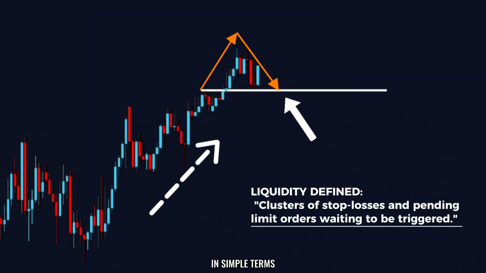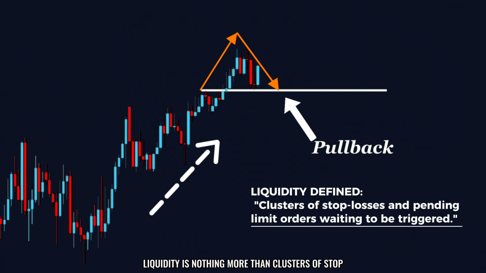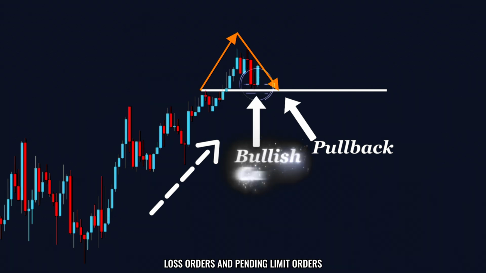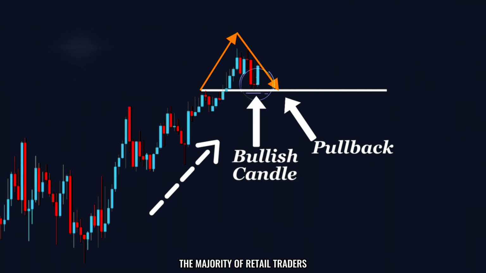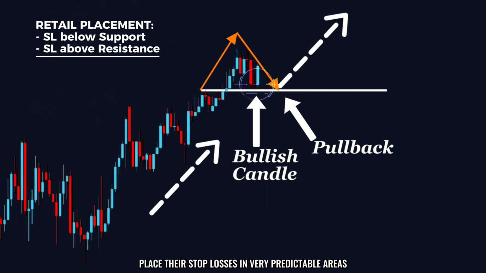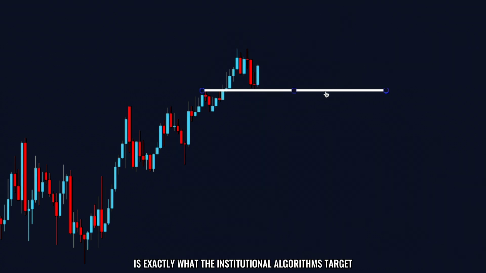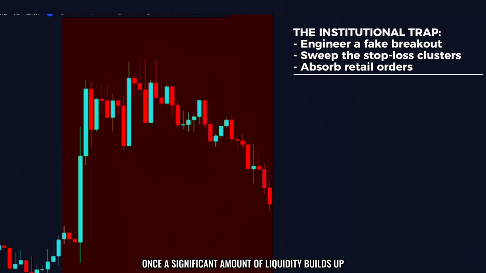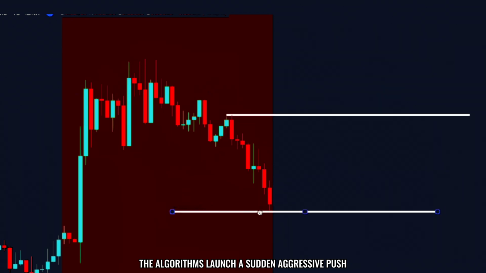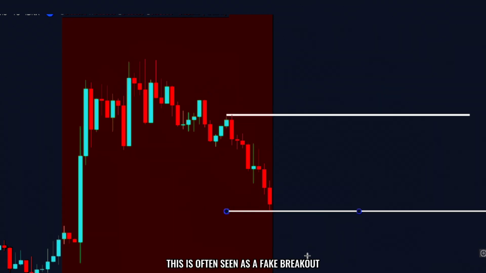In simple terms, liquidity is nothing more than clusters of stop-loss orders and pending limit orders waiting in the market. The majority of retail traders place their stop-losses in very predictable areas. They place them right below obvious support levels or right above obvious resistance zones. This predictability is exactly what the institutional algorithms target. Once a significant amount of liquidity builds up in a specific zone, the algorithms launch a sudden, aggressive push. This is often seen as a fake breakout or a very long wick that spikes through a key level.